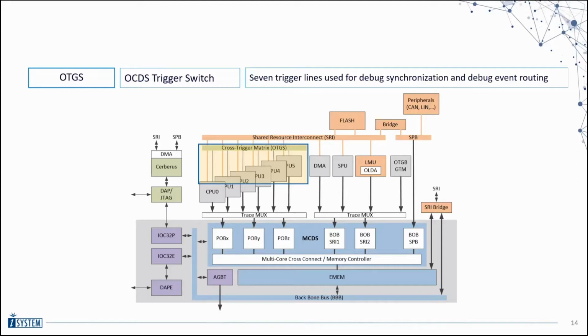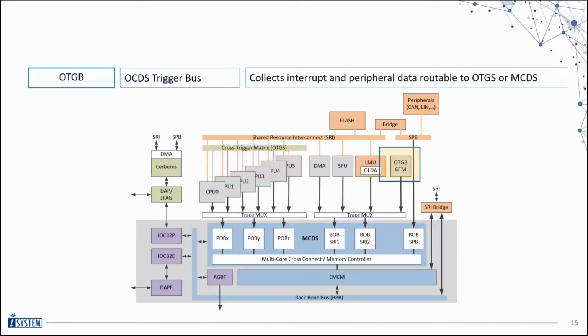Trigger output pins are a set of packaged pins that can function as inputs or outputs for the trigger lines. Lastly, we have the OCDS Trigger Bus, OTGB. The OTGB is the module we care about in this webinar. It collects interrupt requests and peripheral status information via so-called trigger sets. Trigger sets are a collection of relevant signals for a specific peripheral.